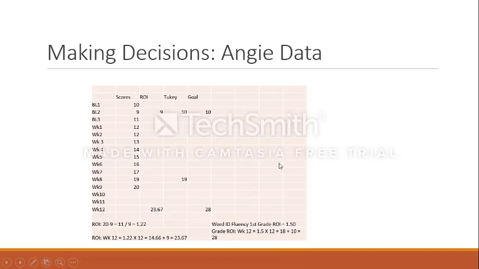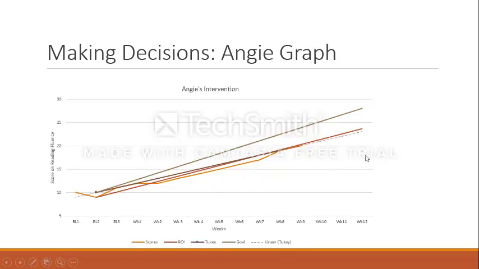So this is what your data should look like, and then here's what your graph should look like, wherein you see the goal line here, the 4 most recent data points, all below the goal line. And the goal line is steeper. So this tells her, and you can even see that as you go along, there's no way she's going to catch up. So this indicates a failure to respond to the intervention.